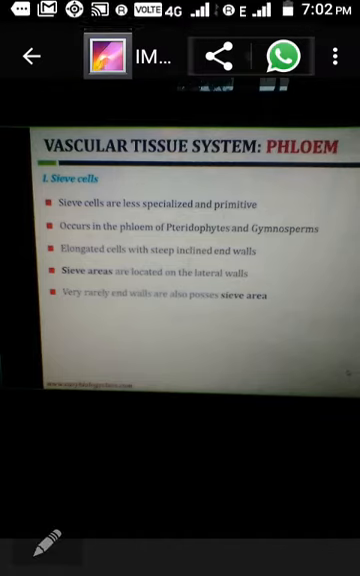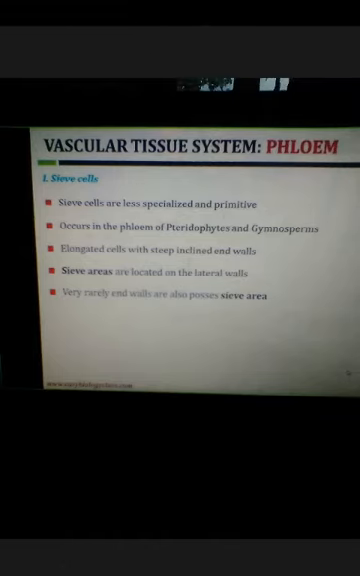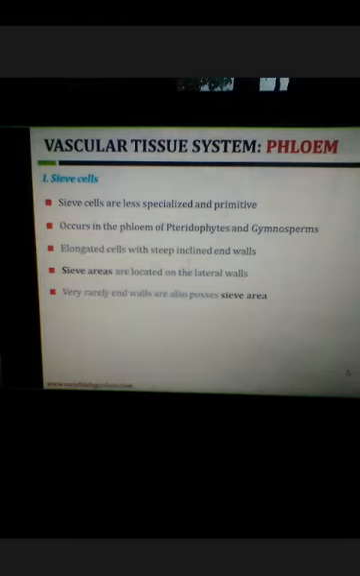Sieve cells are less specialized and primitive, occurring in the phloem of pteridophytes and gymnosperms. You might be remembering that you have studied pteridophytes and gymnosperms in your previous classes. They are elongated cells with steeply inclined end walls. Sieve areas are located on the lateral walls. Very rarely, end walls also possess sieve areas.